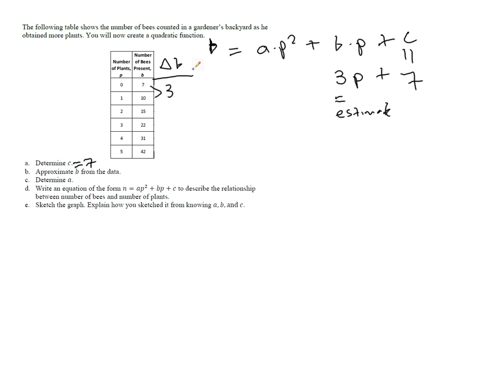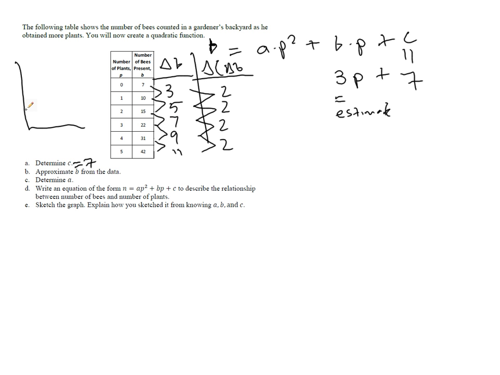Now A is related to the change in the rate of change. So we'll calculate some of these. At first the number of bees increased by 3, 5, then 7, then 9, then 11 as the number of plants increases by 1. We see a trend: the change in the rate of change is 2. For each additional plant you add, you not only increase the number of bees present, but you also do it at a faster and faster rate.